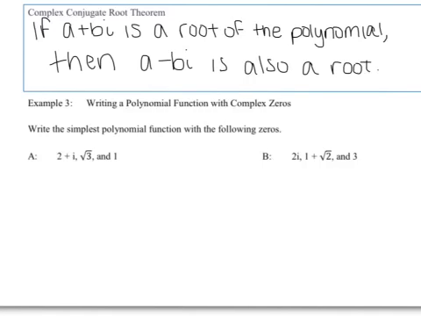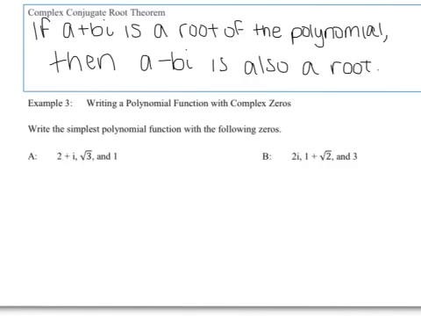Okay, if you remember way back when we talked about conjugates, if you had 2 plus 4i, the conjugate is 2 minus 4i. So this is saying that if you have 2 plus 4i as a root, then you also have 2 minus 4i as a root.